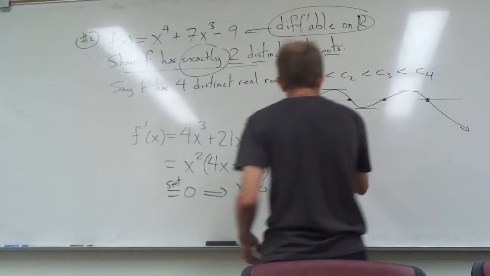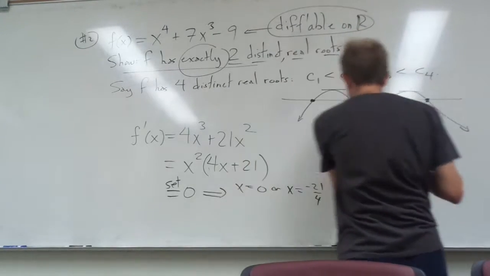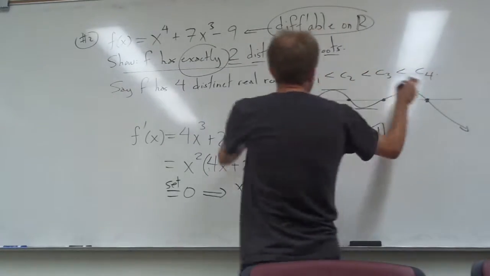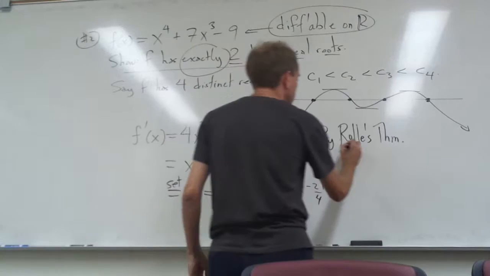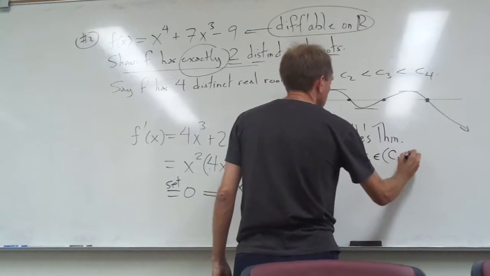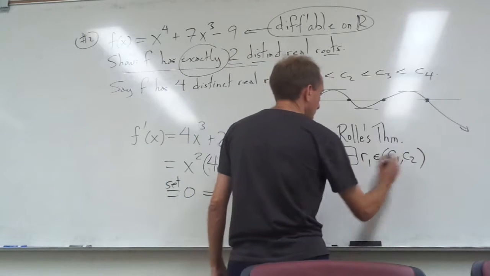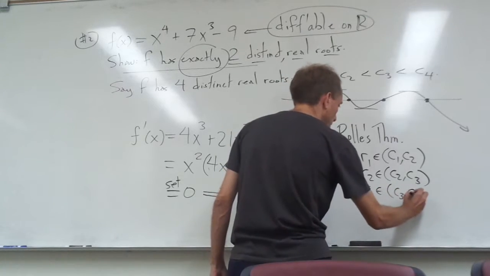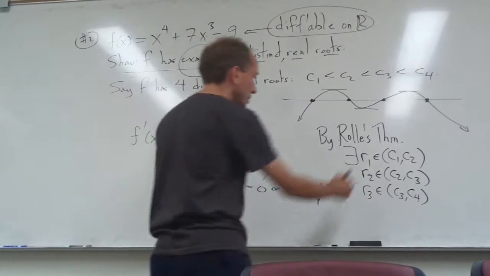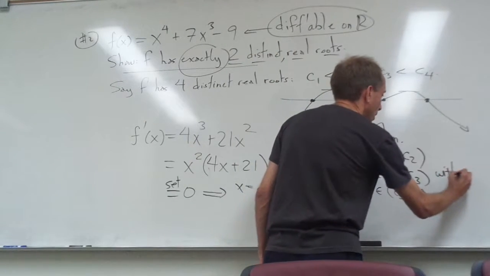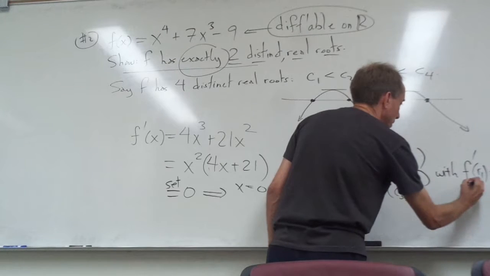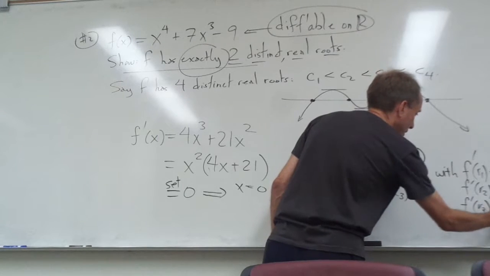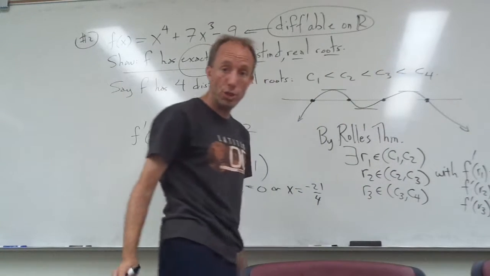Actually it's by Rolle's theorem, if you want the simplest theorem. By Rolle's theorem, if we have these 4 distinct real roots, then there would exist an R1 in the open interval C1, C2, an R2 in the open interval C2, C3, and an R3 in the open interval C3, C4, with f prime of R1 equal to f prime of R2 equal to f prime of R3 equal to 0.